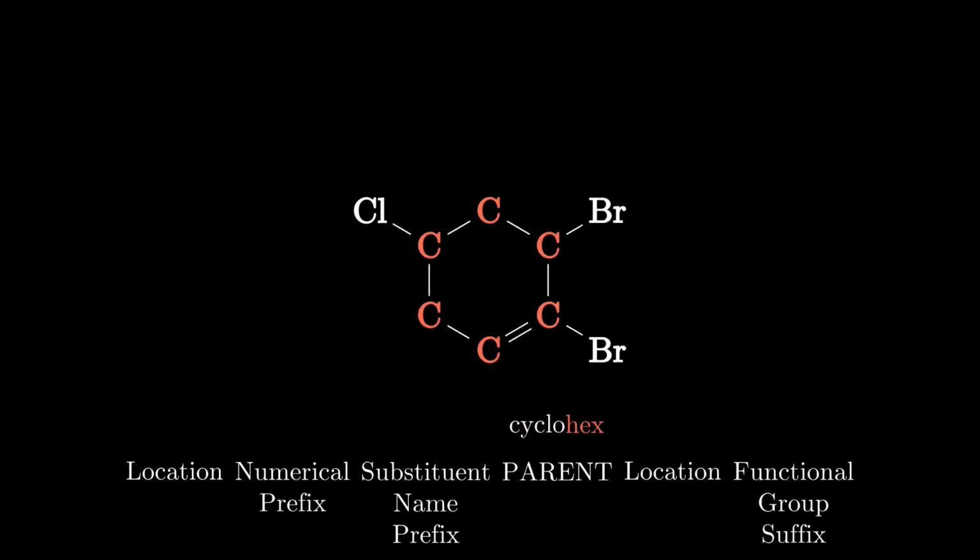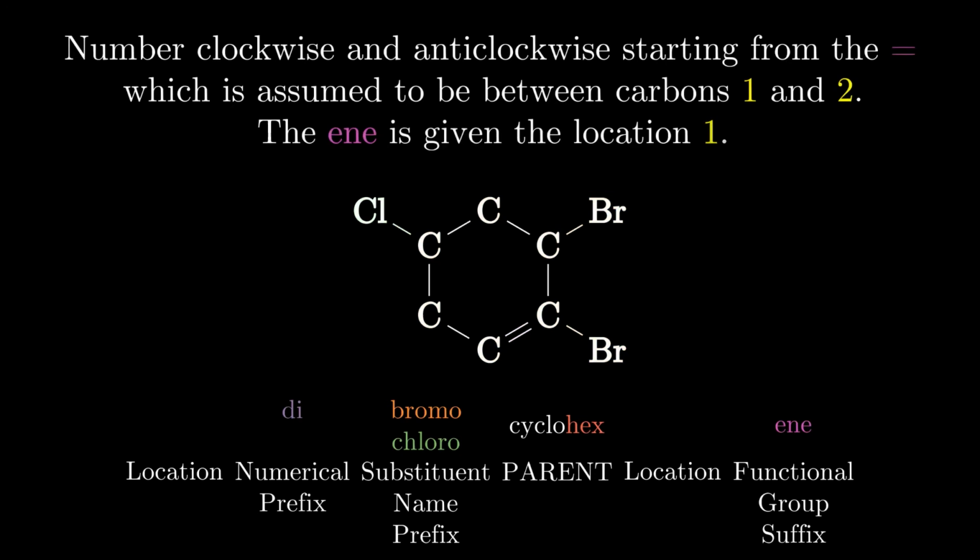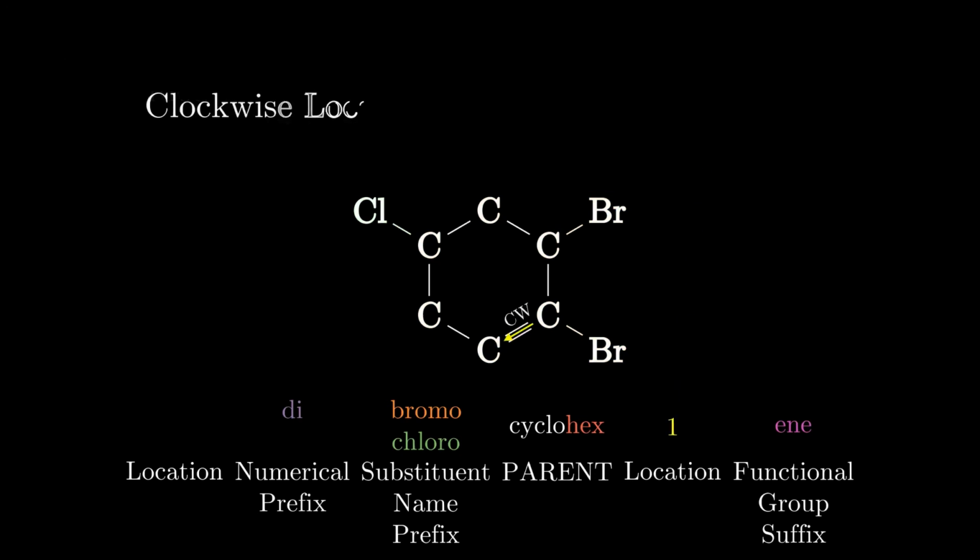We have a 6-carbon parent ring, or cyclohex, our double bond, ene, and we have a pair of bromines, which means we will need to use the prefix di. There's also a chlorine on the ring. We will check the locations clockwise and anticlockwise starting from our double bond, which is considered position 1.